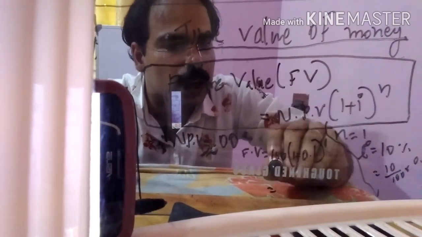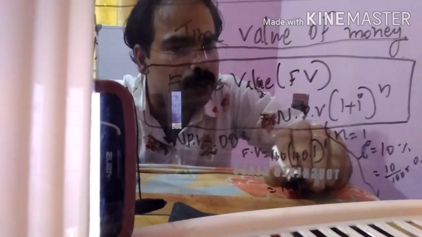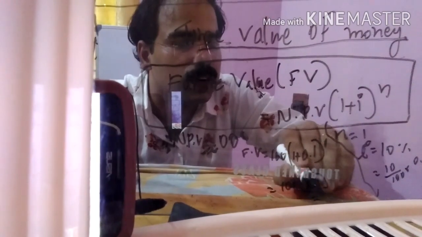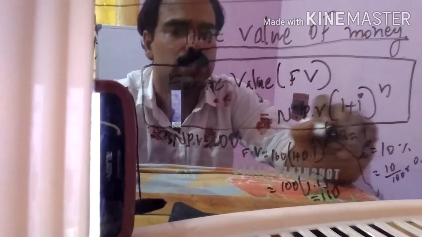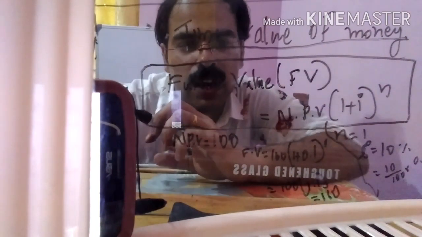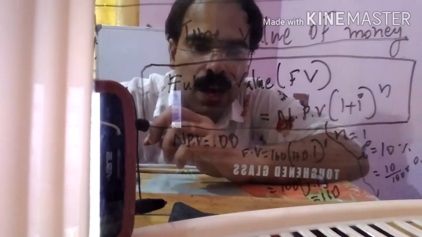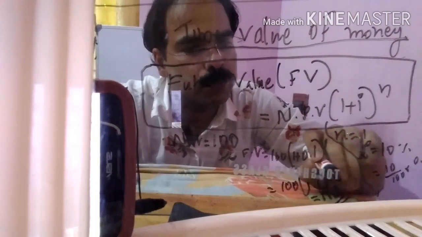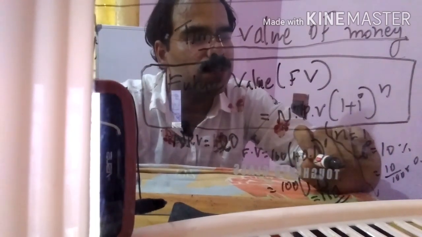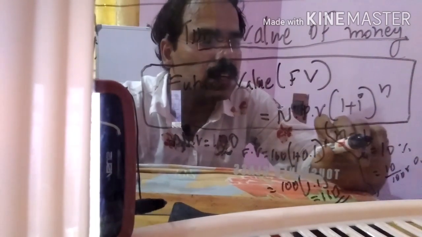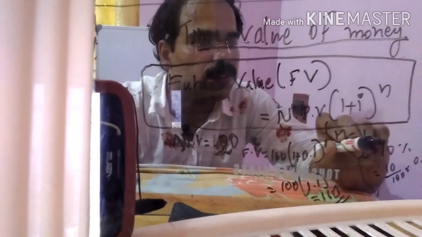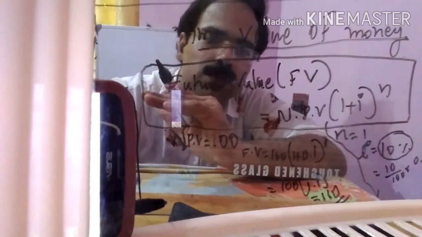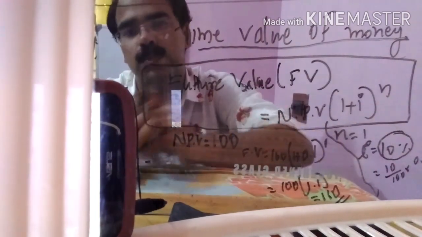100 into 1.1, that means 110 rupees. So now if I have an amount of 100 rupees, after 1 year its value will be 110 rupees, if that bank gives an interest rate of 10%. So this is the relationship between the future value and the net present value.